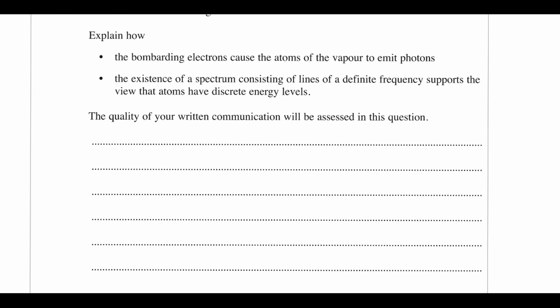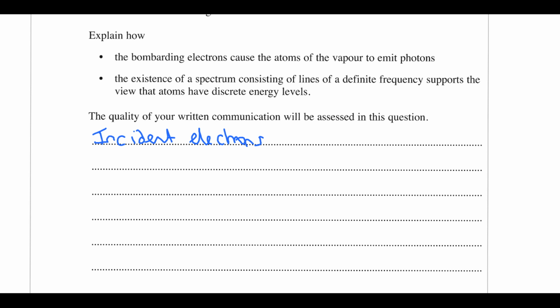So this part here, why the electrons cause it. So what happens is, let's call them incident electrons. So that's the ones that are coming in. And what they're going to do, they're going to collide with orbital electrons and transfer to them their kinetic energy.